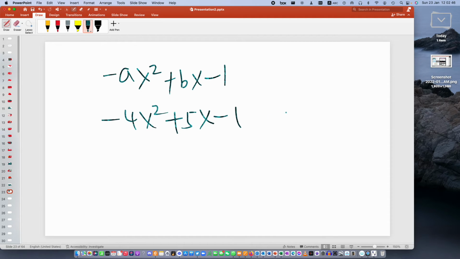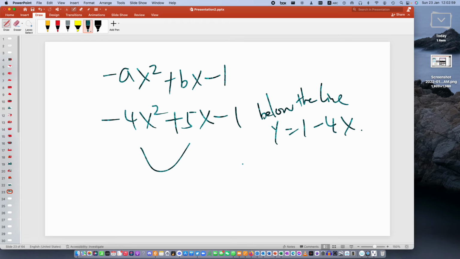They say lies completely below the line. So this below the line, this below the line. Which line? Below the line y equals 1 minus 4x, right? So below the curve. What this means is this curve is below the line of this. So below means something like this.